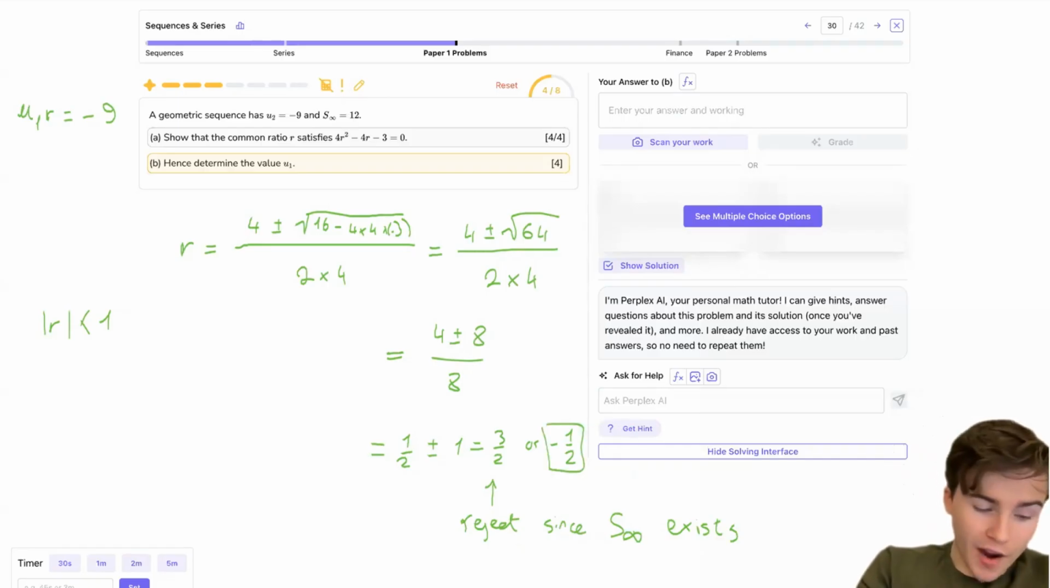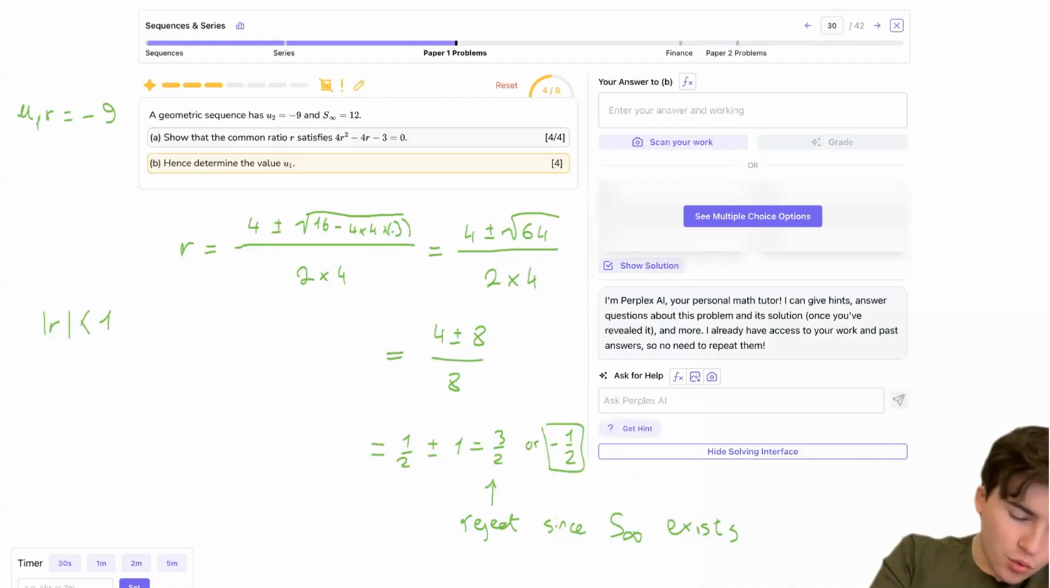And that's going to allow us to find the first term, because I said U1 times r is equal to minus 9. So U1 times minus 1 over 2 is minus 9.